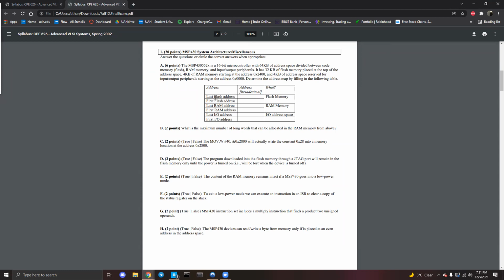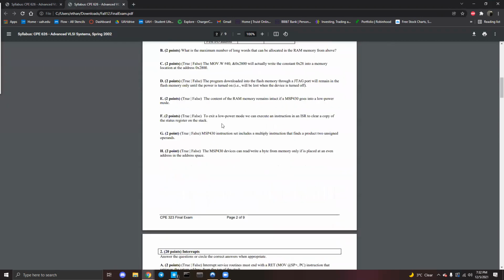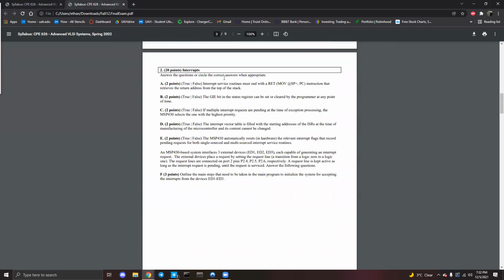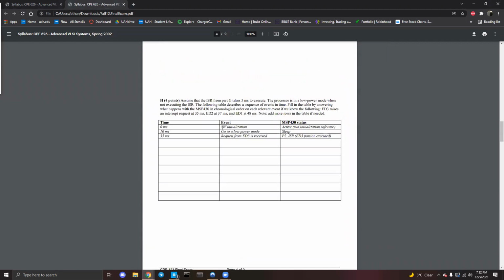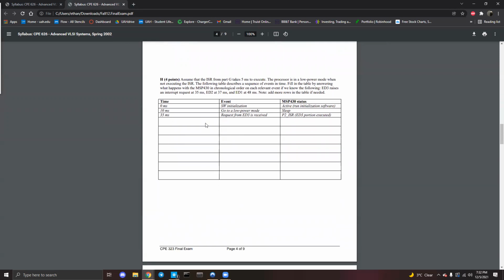Is this a later or earlier one? December. It's the fall. They're in the same year. It's the fall. Okay. We've done that. We did all this interrupt stuff. What are the chances? We did assume that an ISR takes, so this is like low power mode processing.